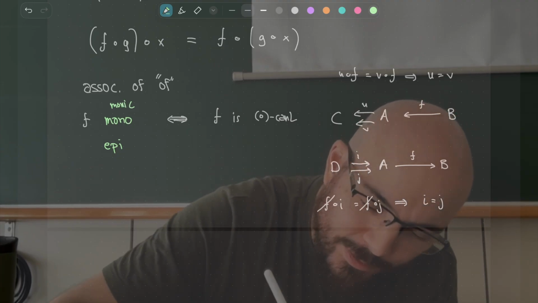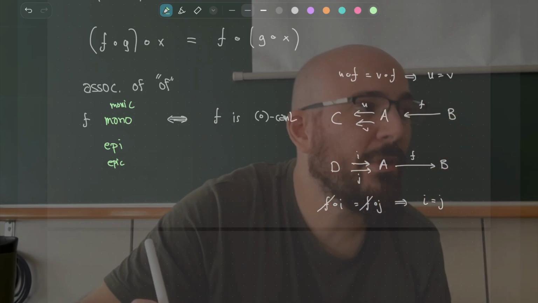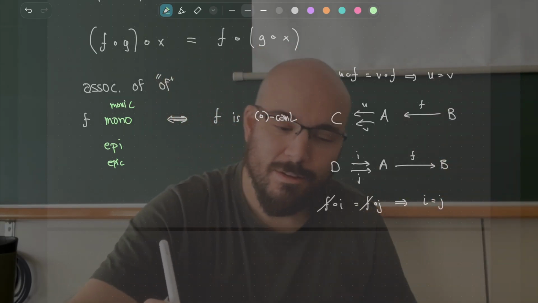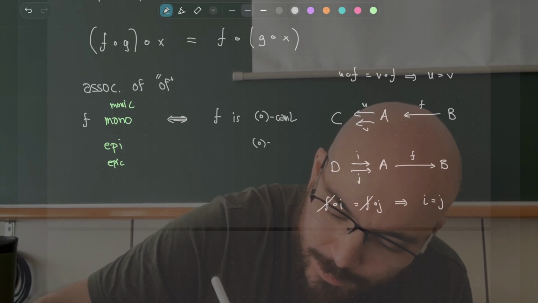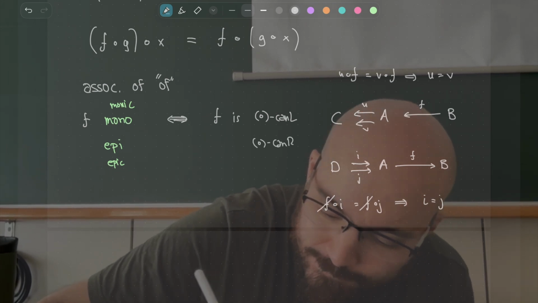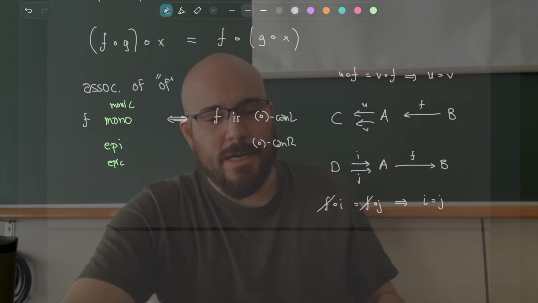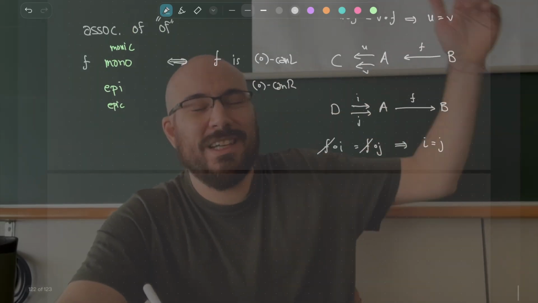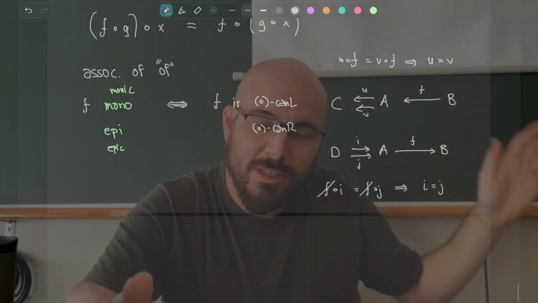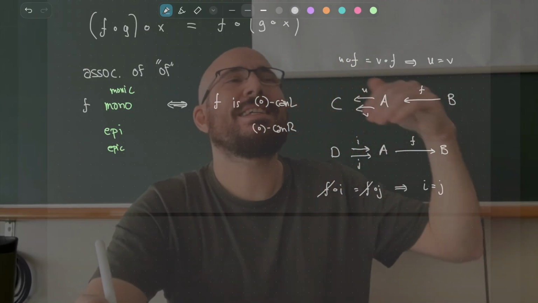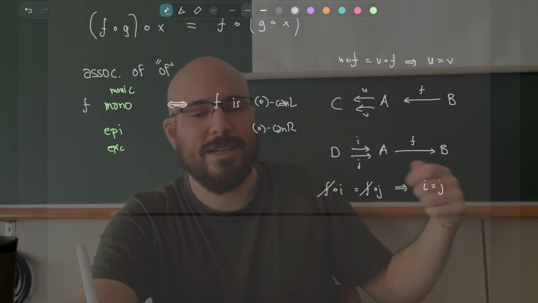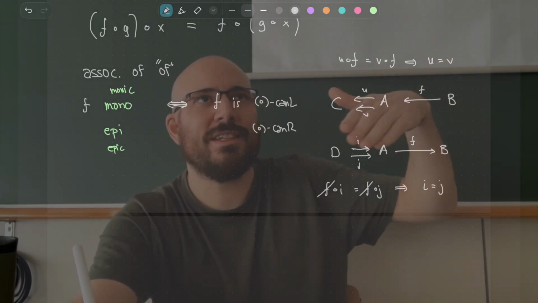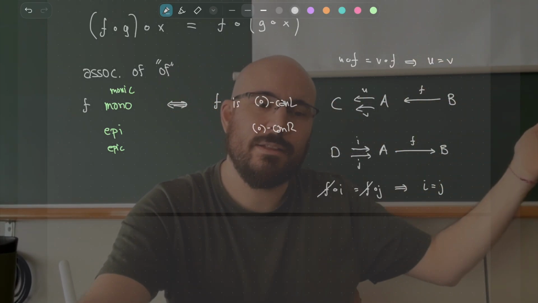Monic is an adjective, epic is an adjective, mono and epi are nouns, okay? So essentially this means that it's cancelable on the right. And if I remember how I proved in high school, maybe in the first years, that something is cancelable, a lot of times an easy way to get the cancelability on the left of something is if it's invertible on this side.